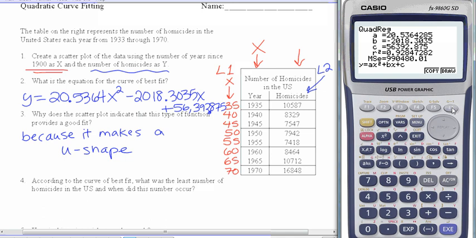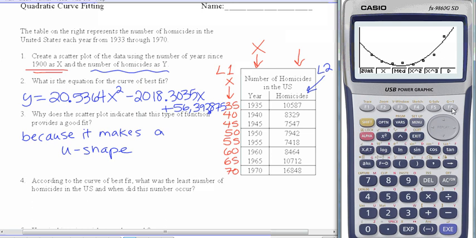I can also hit F6 to draw the function, and then you can get an idea of how well it goes through the points. And we can see this looks like a pretty nice fit. All right, number 4 says, according to the curve of best fit, what was the least number of homicides in the US, and when did this number occur?